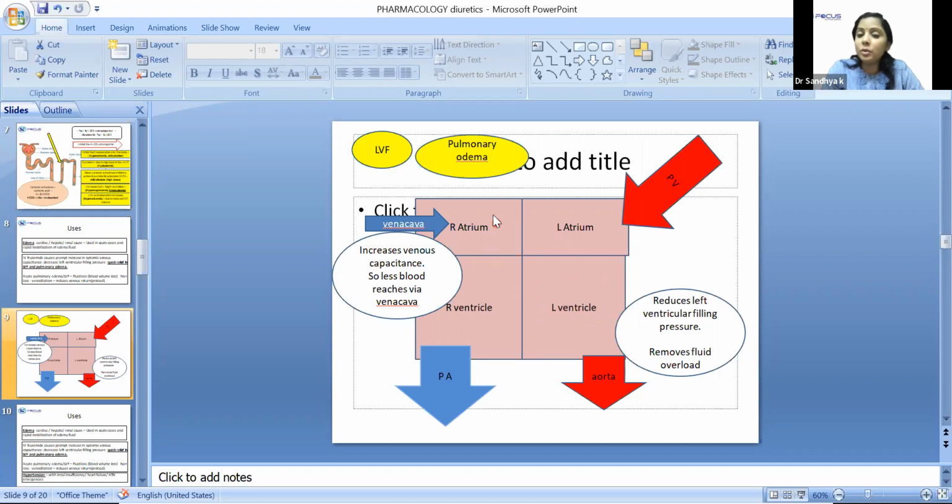Another action of furosemide in pulmonary edema is, we know furosemide removes excess water from the body, rapid removal of excess water from the body. So it helps in relieving pulmonary edema also. It is used in left ventricular failure also. And it is also used in the treatment of pulmonary edema.